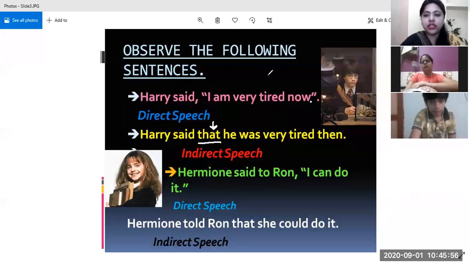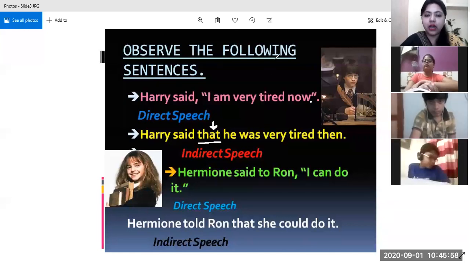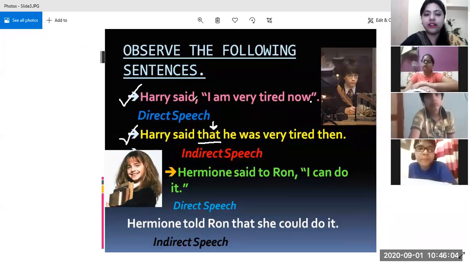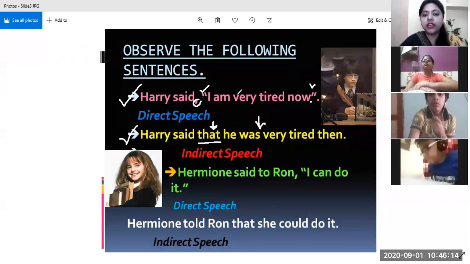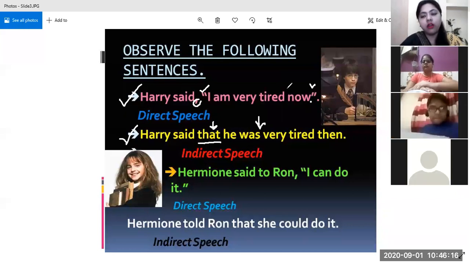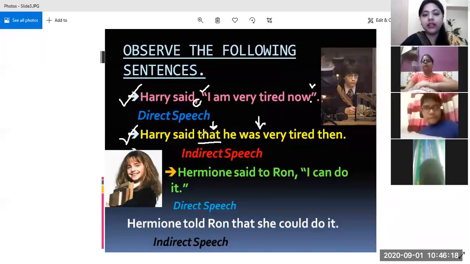Right now you just have to observe how we write a direct speech and how we write an indirect speech. Observe where the comma has been placed, where the inverted commas have been placed, and what happens when we change it into indirect speech. The inverted commas are removed, the commas are removed, and then that is placed in between, and the sentence is written just like that.